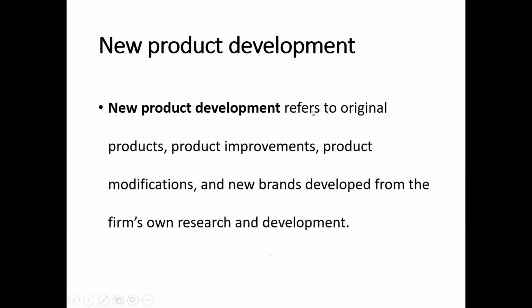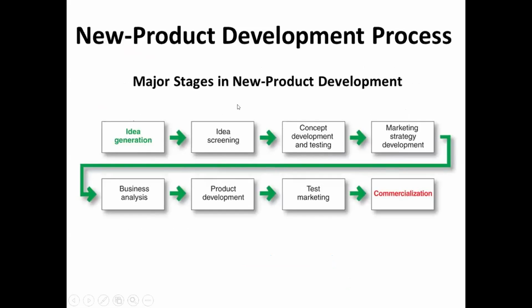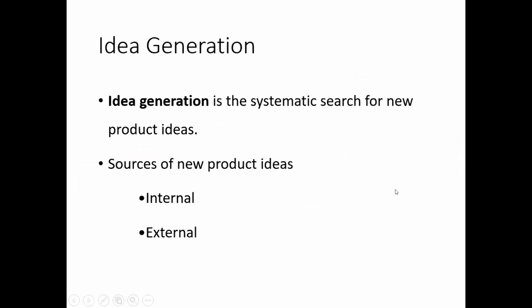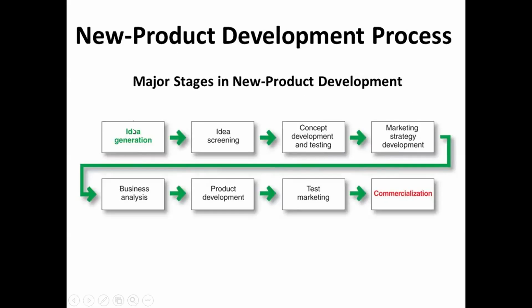New product development refers to original products, product improvements, product modifications, and new brands developed from the firm's own research and development. In the new product development process, there are major stages: firstly, idea generation, idea screening, concept development and testing, marketing strategy development, business analysis, product development, test marketing, and commercialization. I will explain step by step.